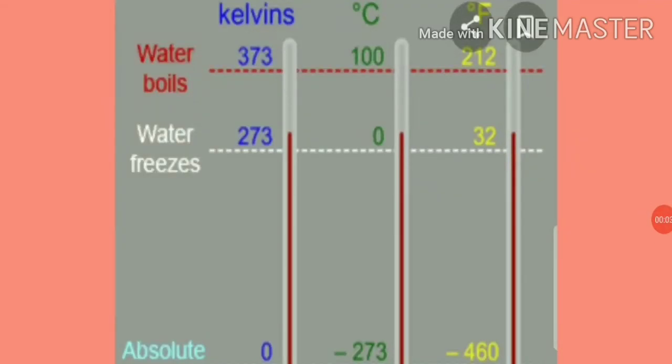Students, let's talk about the Kelvin scale. Kelvin is written as K and read as Kelvin. On this scale, the freezing point of water is approximately 273 Kelvin and the boiling point is about 373 Kelvin. The SI unit of temperature is Kelvin.